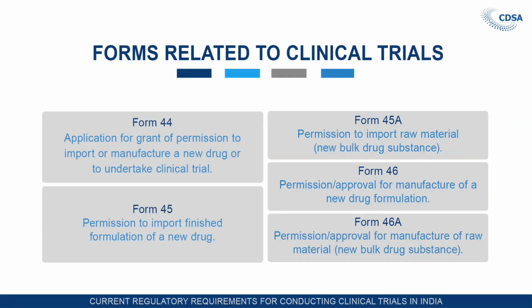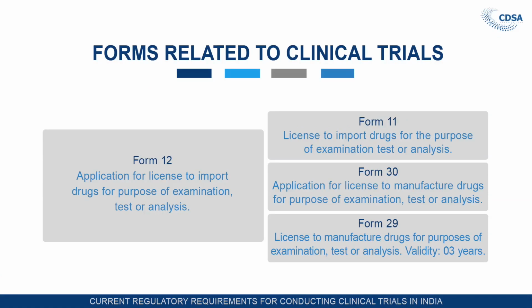Form 46 is the approval for manufacture of new drug formulation. So, form 46 is related to the manufacture of new drug. We have seen form 45, it is for the permission to import finished formulation. Form 46 is the permission for the manufacture of new drug formulation. Form 46A is a permission or approval for manufacture of raw material, that is API or new bulk drug substances.